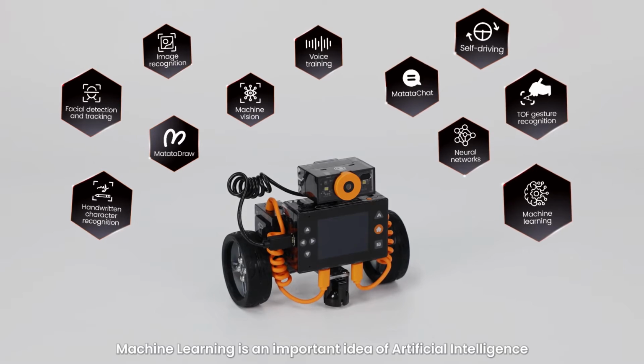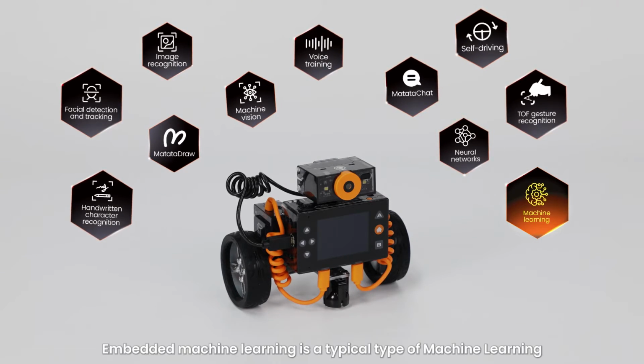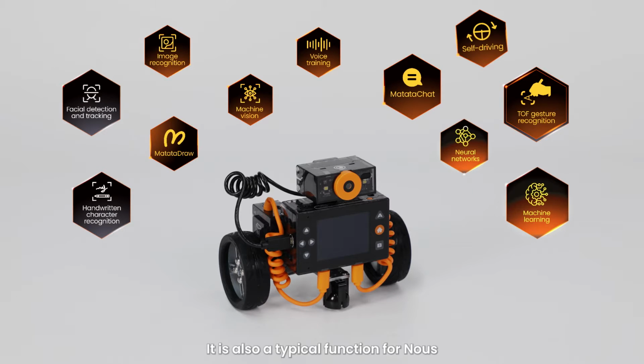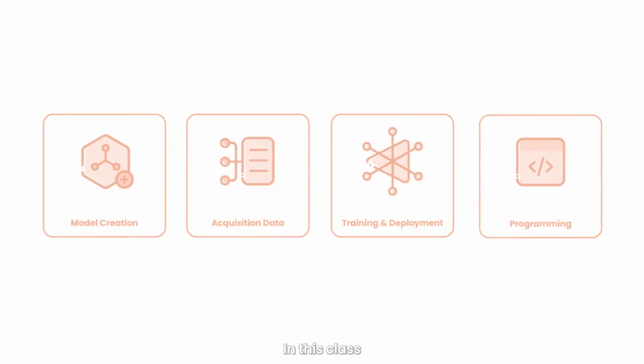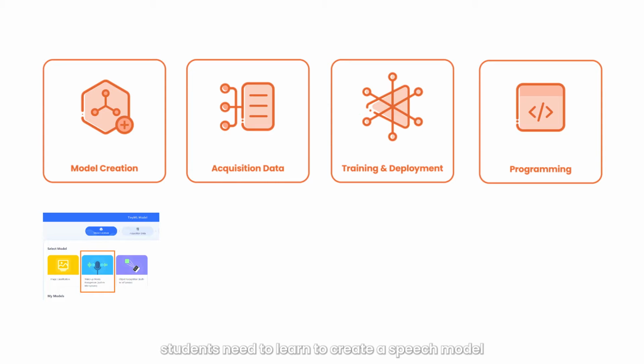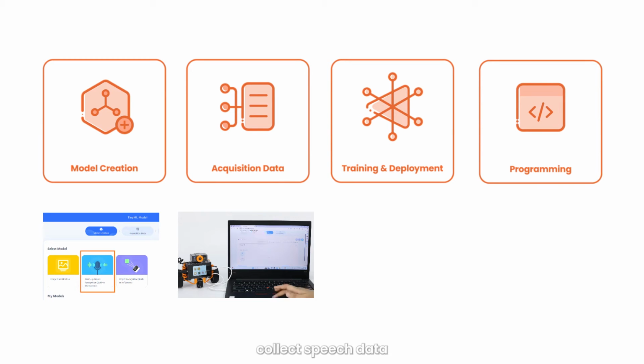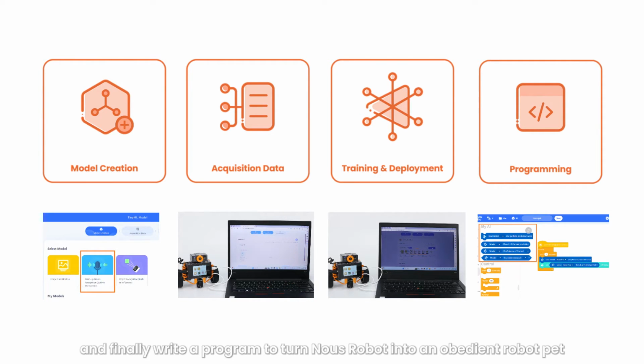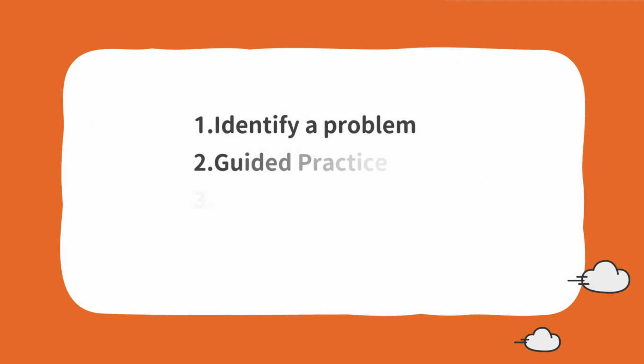Machine learning is an important idea of artificial intelligence. Embedded machine learning is a typical type of machine learning. It is also a typical function for Nous. In this class, students need to learn to create a speech model, collect speech data, train the model, deploy the trained model to Nous Robot, and finally write a program to turn Nous Robot into an obedient robot pet.